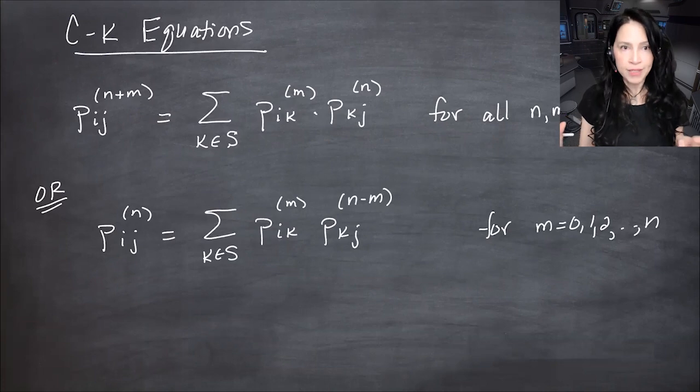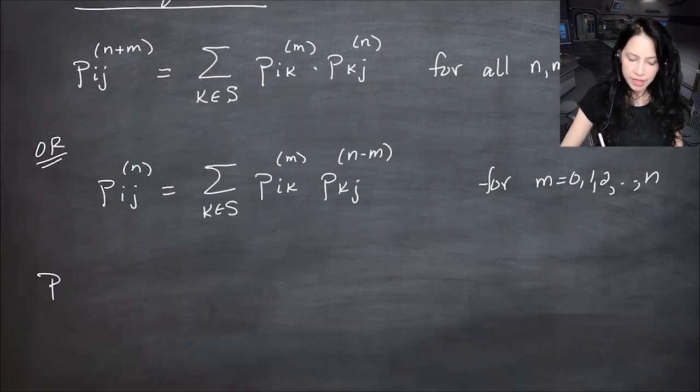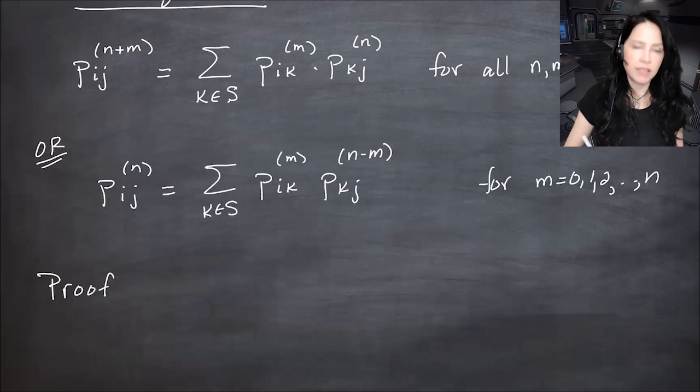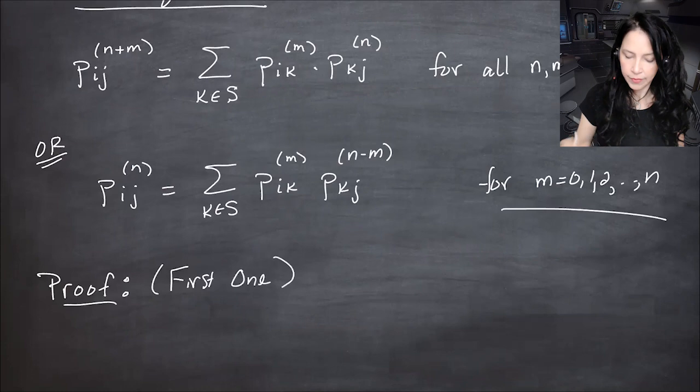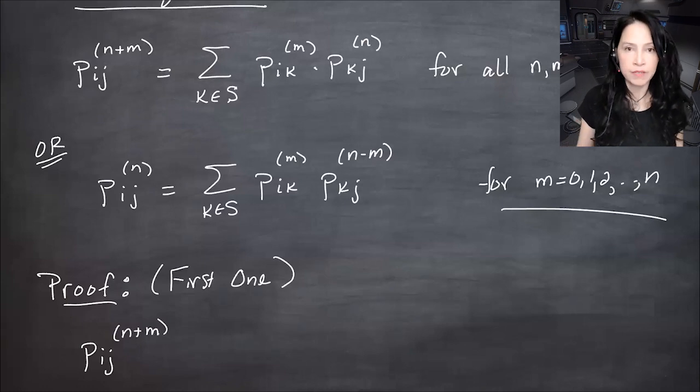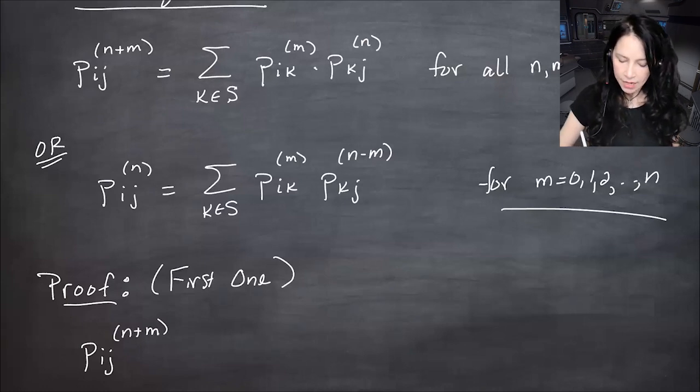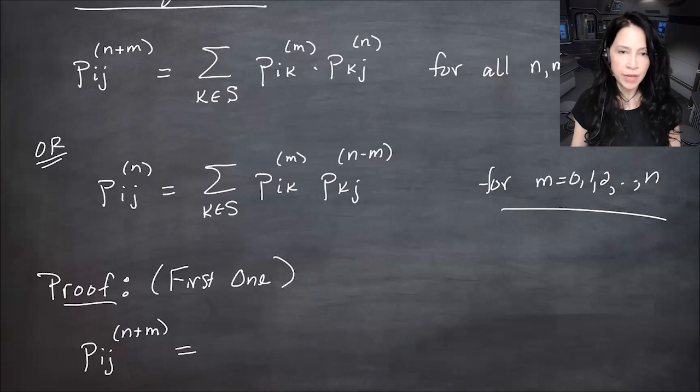So these are two statements of the Chapman-Kolmogorov equations, and let's prove the first one. We can prove either one, they're totally equivalent, but I like the first one better. I think it's a little clumsy to only have the m between 0 and n. So I'm going to prove the first one. I'm going to start with the left-hand side, the probability of going from i to j in n plus m units of time. And there's a couple of ways we can write this.